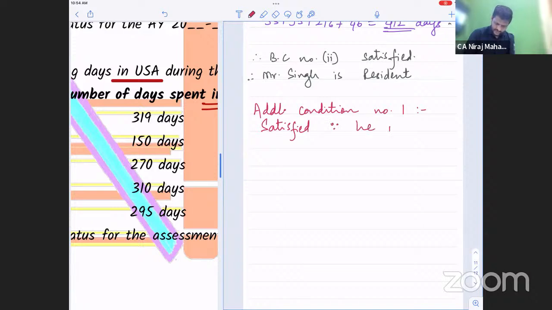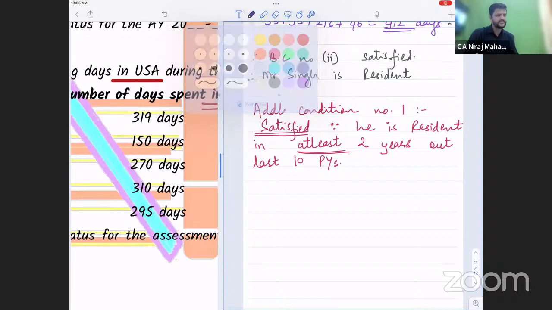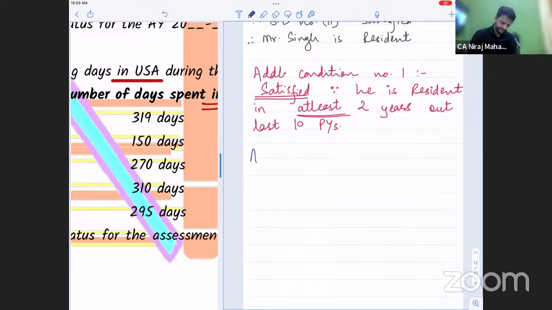Since he is resident in at least 2 years out of last 10 previous years. Did I tell all of you? Satisfied. Now we have to check additional condition number 2 also. It is also definitely satisfied because he never left India. Yes or no? He never left India before 5 years. You know?